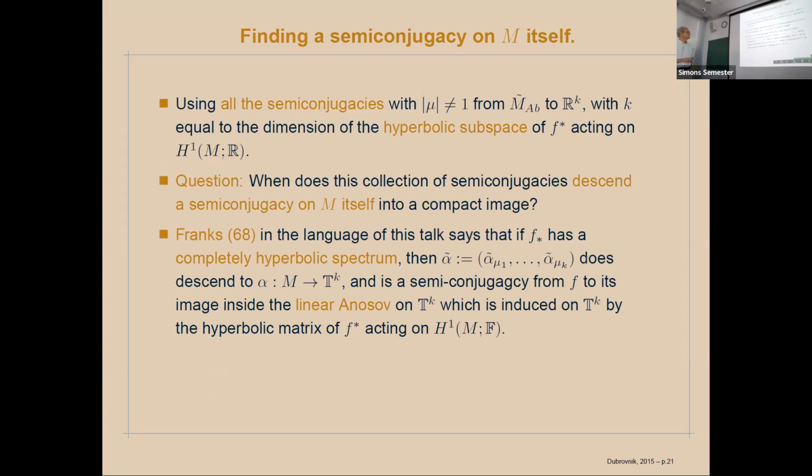All right, so this is the question: how does this collection of semi-conjugacies descend? And this is the theorem that I talked about a few minutes ago, that if you have a completely hyperbolic spectrum, then the image sits inside a linear Anosov. We talked about that beforehand because that's the easier case, instead of working one by one. Now the issue is, what have we bought with this semi-conjugacy in the cover?